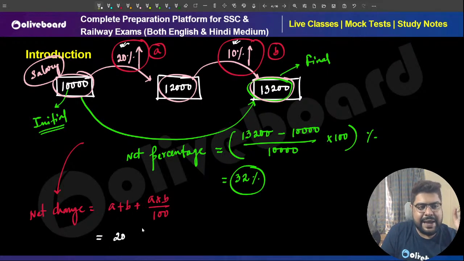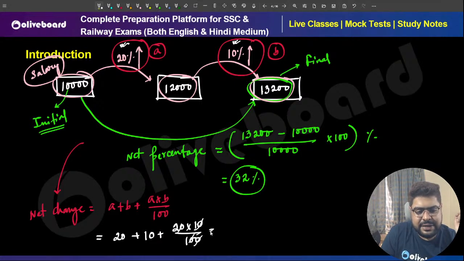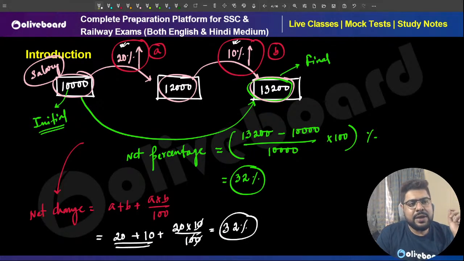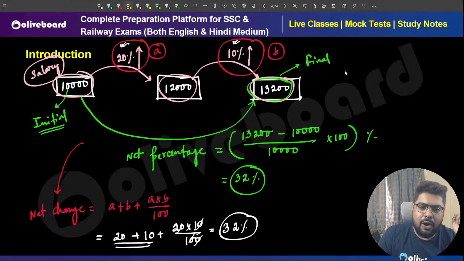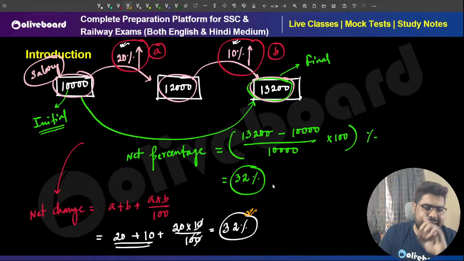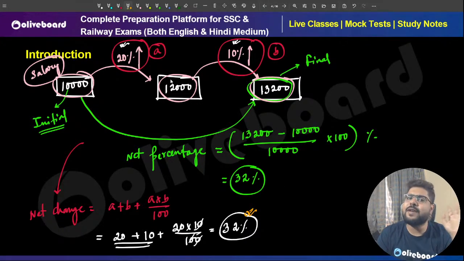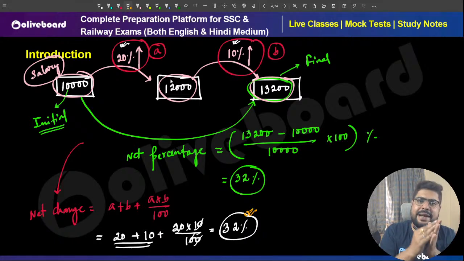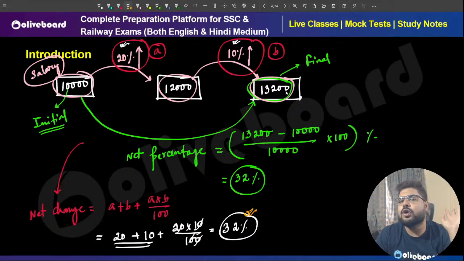So A is 20, B is 10: 20 plus 10 plus 20 times 10 divided by 100. The zeros cancel: 20 plus 10 is 30, and 2 into 1 is 2. So that means 32%. Using AB theorem, we could avoid all these calculations and simply say our answer. Net change is 32%. That is the beauty of AB theorem. It allows us to avoid a lot of calculation.